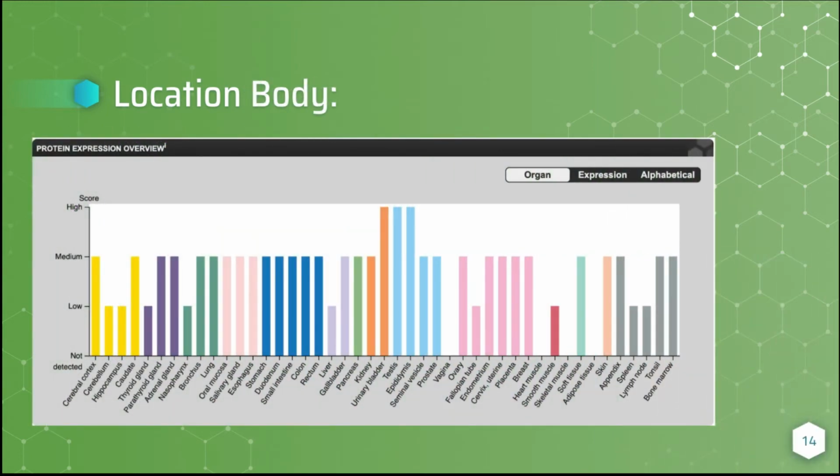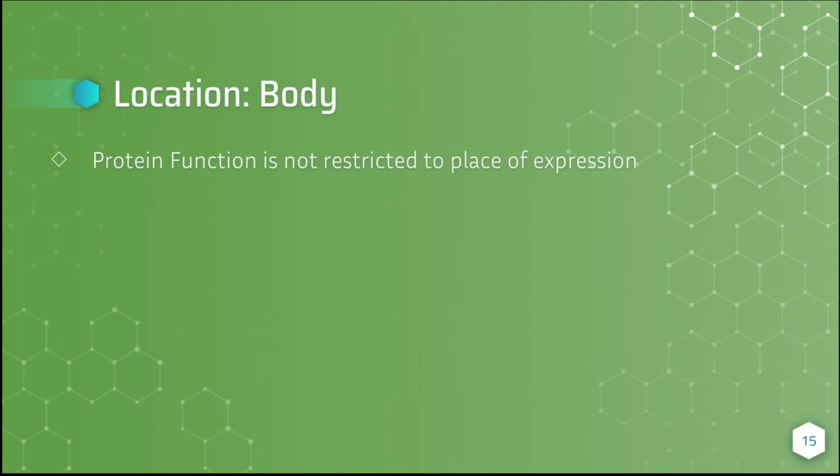Now for the bodily tissues. As you can see here in this Manhattan plot, the epididymis, the testis, and the urinary bladder express the most COMT. I couldn't find any information for why this is the case, however. Even though organs like the epididymis, the testis, and the urinary bladder may express the most COMT, it doesn't mean COMT's function is necessarily restricted to those areas.